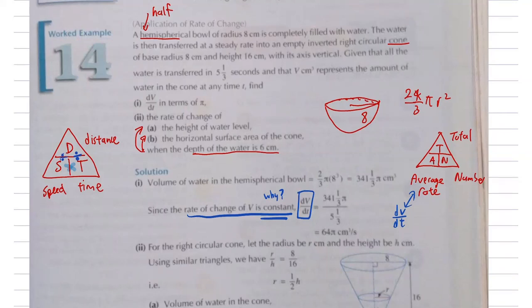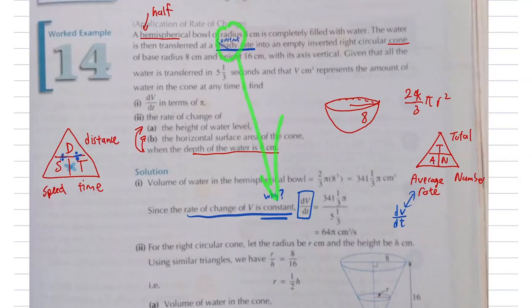How do you know it's constant? Because of, read the second sentence: the water is being transferred at a steady rate. Steady rate. That's it. Steady means constant. They could have made it less confusing by just saying constant, right? Yeah, but just adapt accordingly to the question.